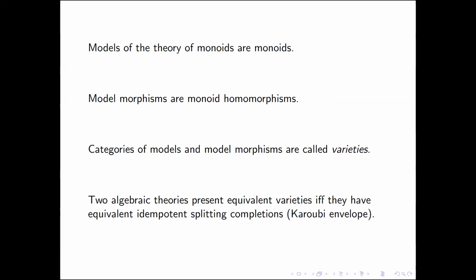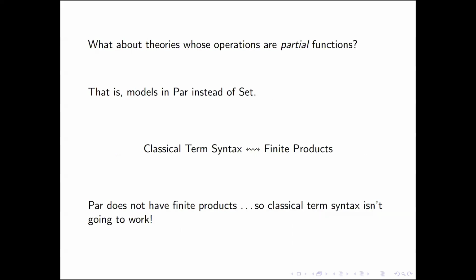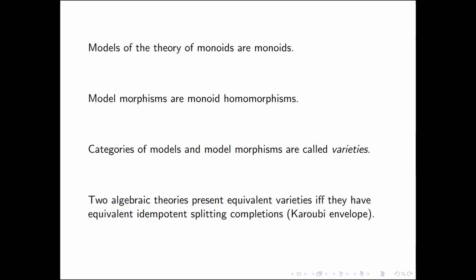We're going to have an analog of this later. And there's a result, of which we're also going to have an analog later, that if we have two algebraic theories, categories with finite products, then they present equivalent varieties, so they're equivalent categories, if and only if the theories as categories have equivalent idempotent splitting completions, by which I mean the Karoubi envelope or Cauchy completion or whatever you want. I guess this is Adámek, Rosický and Vitale. Okay, so that's our recap of algebraic theories. That's all you need to know about them.